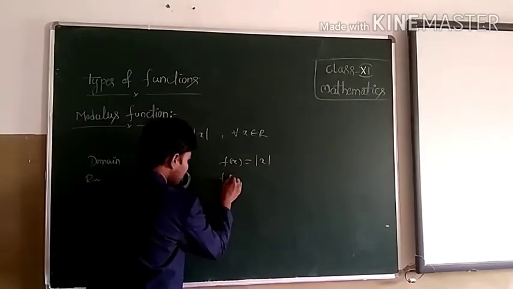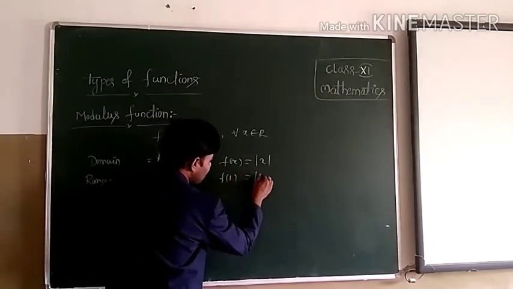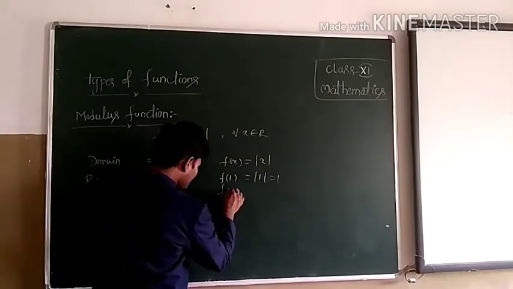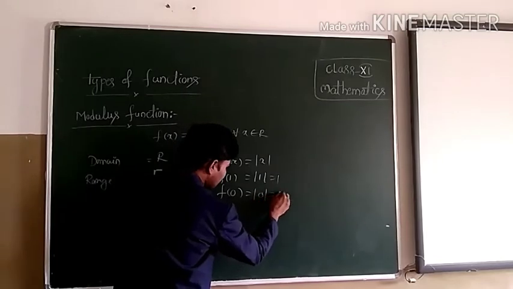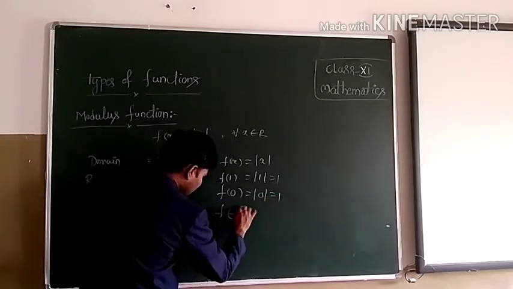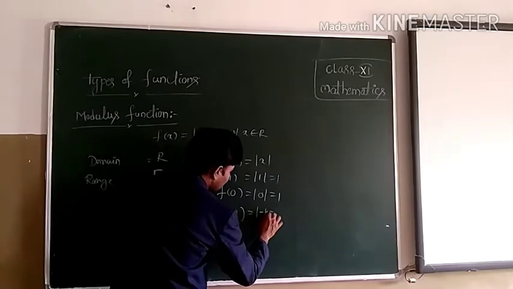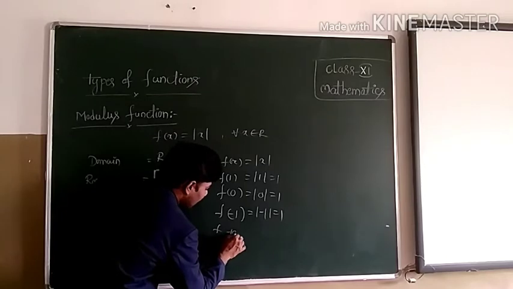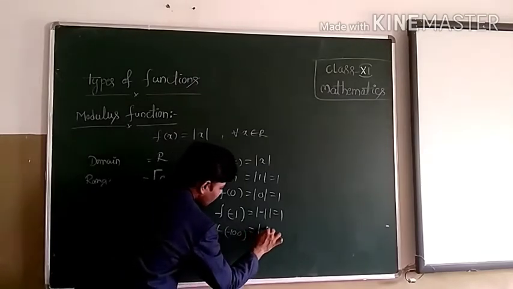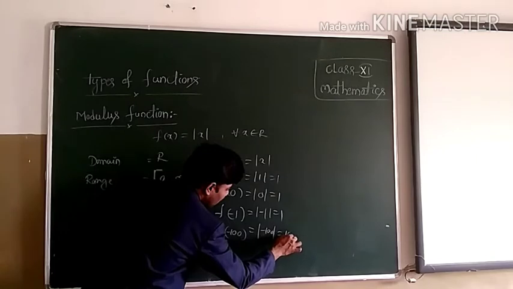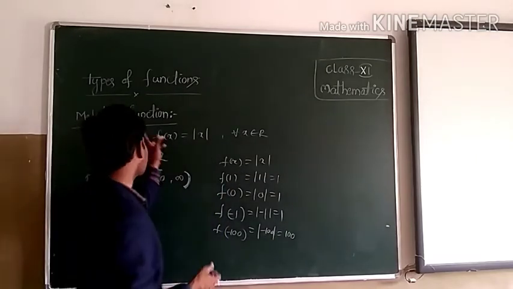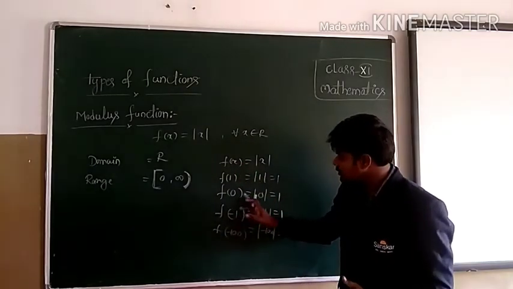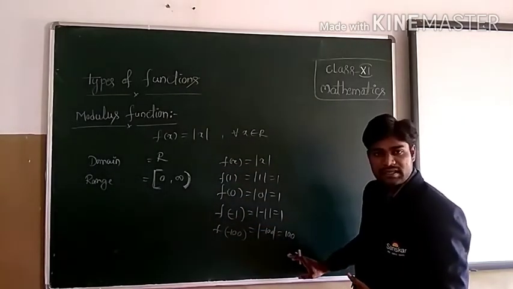If we give x value is 1, we get modulus of 1 is equal to 1. Next, if we give f of 0, then modulus of 0 we get 0 only. If we give f of minus 1, then modulus of minus 1 is also plus 1. If we take f of minus 100, then modulus of minus 100 is also plus 100. So if we observe this modulus function, if we give any value, either positive, negative or 0, we will always get only positive values, right?